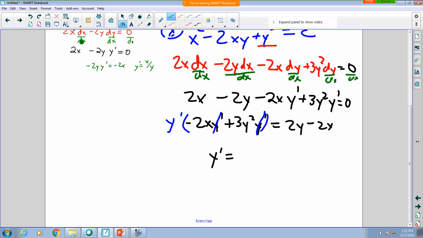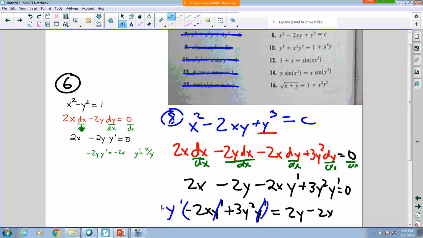So y prime is (2y minus 2x) over (negative 2x plus 3y squared). There's a pretty high chance that it would be written positively like that on any multiple choice. And we have now found the derivative of that curve. I'll call it a curve because it's not a function. Again, the big thing to be practicing here is making the jump from the blue to the black.